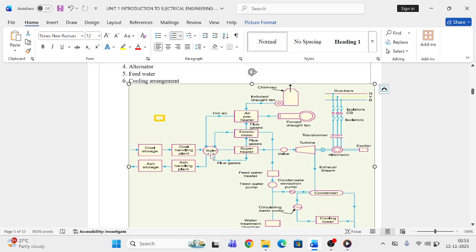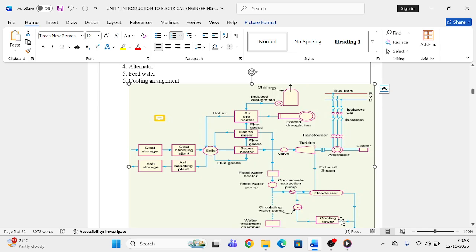When the high pressure steam from the boiler hits the turbine blades, the turbine begins to rotate and produces the mechanical energy. Here the alternator is coupled with the turbine. This alternator converts this mechanical energy into the electrical energy. After that, the exhaust steam from the turbine is sent to the condenser. The condenser converts the steam into liquid.